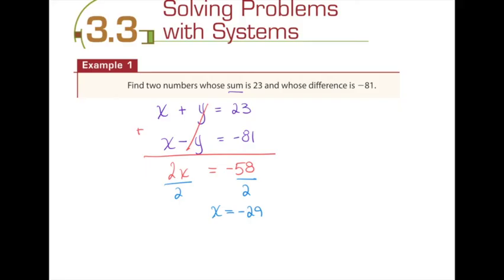I need to go to one of these equations and plug in my negative 29. So I'm going to say negative 29 plus y equals 23. If I add that 29 to both sides, I will get that y equals 52. So my two numbers are negative 29 and positive 52.